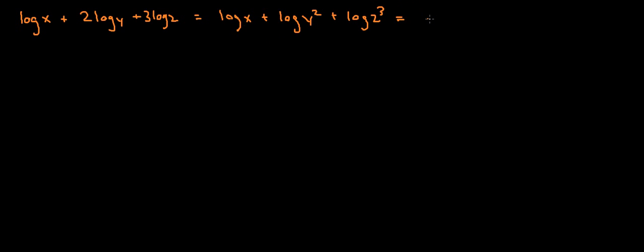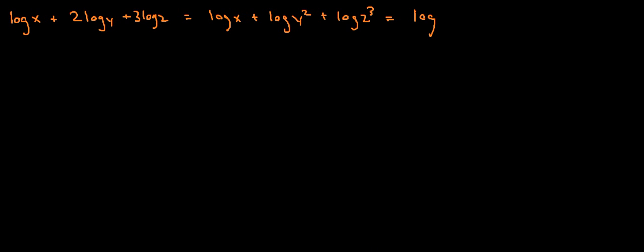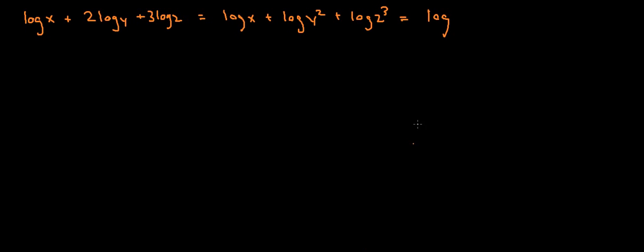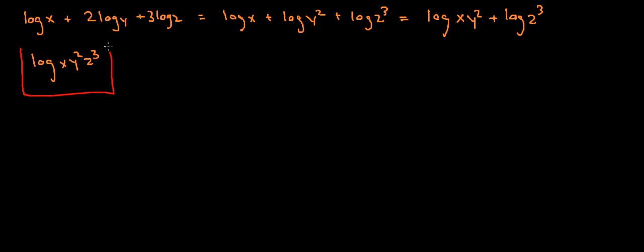So I'm going to do the first two. If I multiply these first two together, or contract them, however you want to call it, this will become log of xy squared plus the log of z cubed. And then we repeat this process again for the final step. And it becomes log of x y squared z cubed. And it has become one log again. And that is the answer.